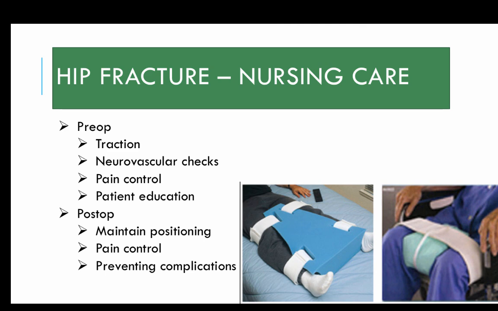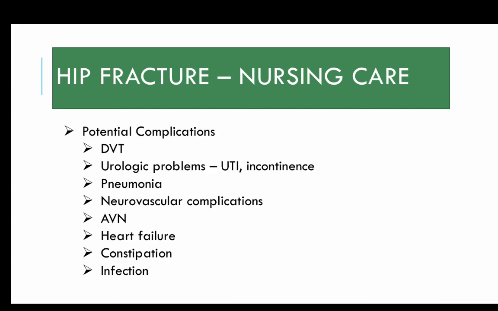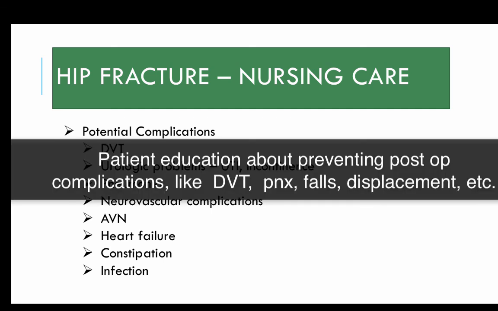Post-op, maintaining position and pain control and preventing complications. Once patients who've had a hip fracture can get up and get in a chair, they need to make sure that they have a wedge to prevent their knees from coming together, and this will also help decrease the risk of them crossing their legs. People who've had hip fracture repair are at much higher risk for DVT than most other types of surgeries, except for abdominal surgeries.